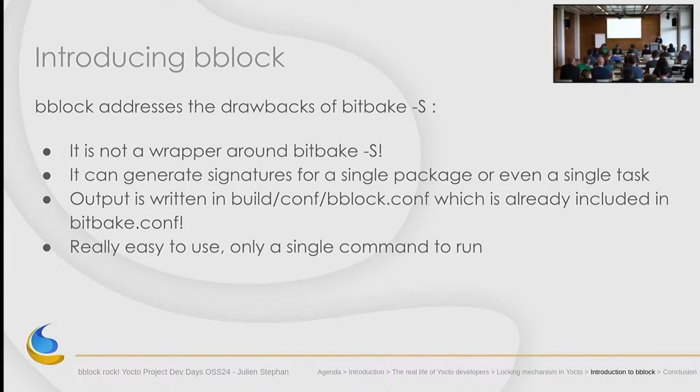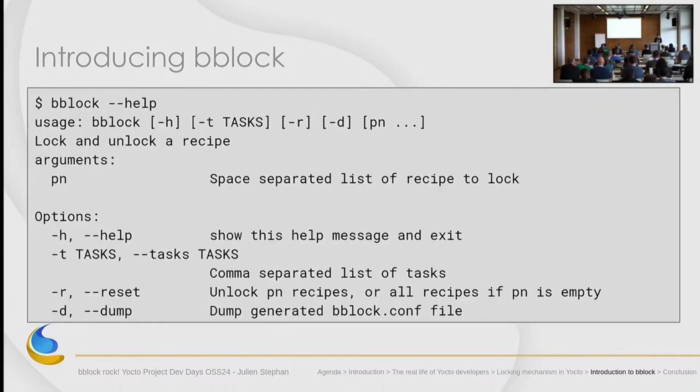It is really, really easy to use, as I will show you in a couple of minutes. It is only a single command to run, and everything is done for you. And signatures are also architecture specific, which can be very useful. As for the wiki page, bblock is not documented yet. So all you have is the help message and hopefully this presentation now. But it is also on my to-do list to add some documentation somewhere. I don't know yet where, but you have the help message right now.